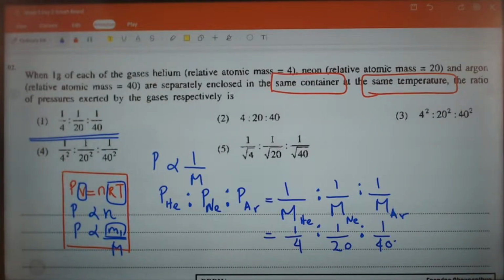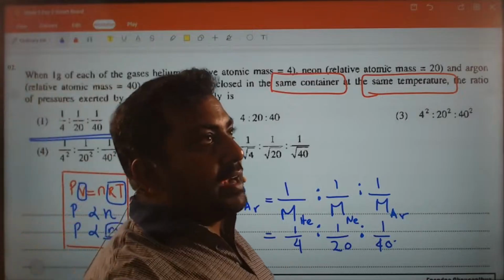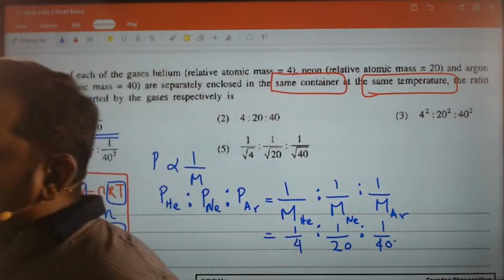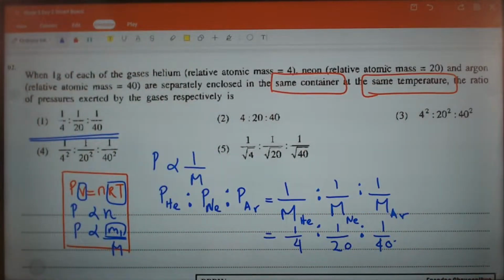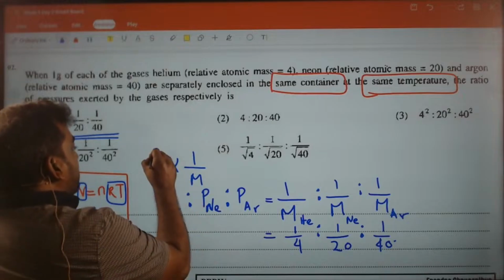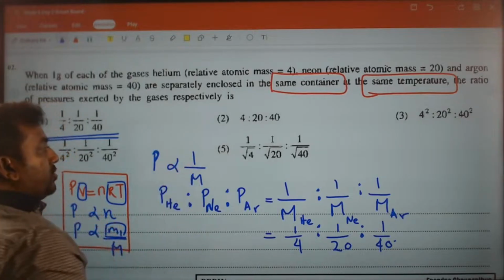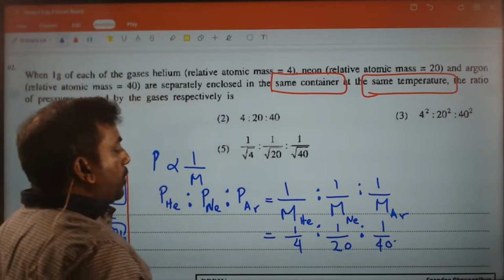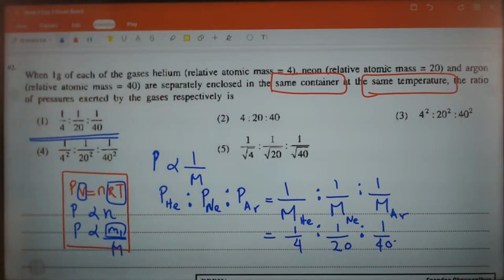Right there. Since it is the same container with the same mass, we can say that the pressure is inversely proportional to the molar mass. Okay?